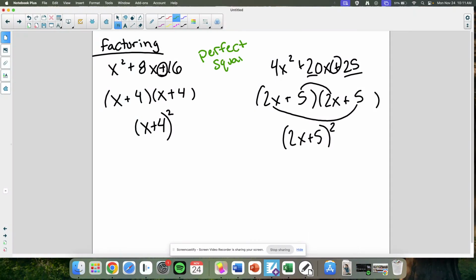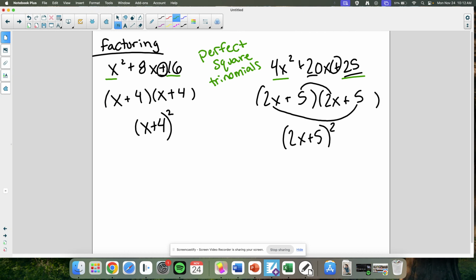Now, this style of factoring, these are called perfect square trinomials. Perfect square trinomials just mean we're starting and ending with perfect squares, and the middle works out to use those perfect squares. So do you see how perfect square trinomials factor really nicely? They end up being the same thing, two of them.